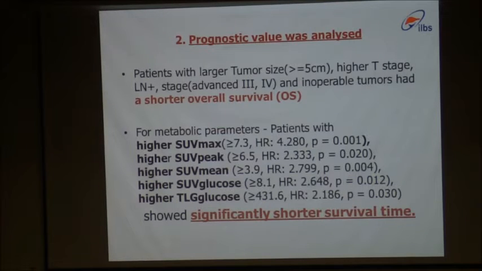The prognostic value was also analyzed. Patients with larger tumor size, more than 5 centimeters, higher T stage, lymph node involvement, advanced stage 3 and 4, and inoperable tumors had a shorter overall survival. For metabolic parameters, in patients with higher SUV max, higher SUV peak, higher SUV mean, higher glucose-corrected SUV, and higher glucose-corrected TLG, significantly shorter survival was noted.